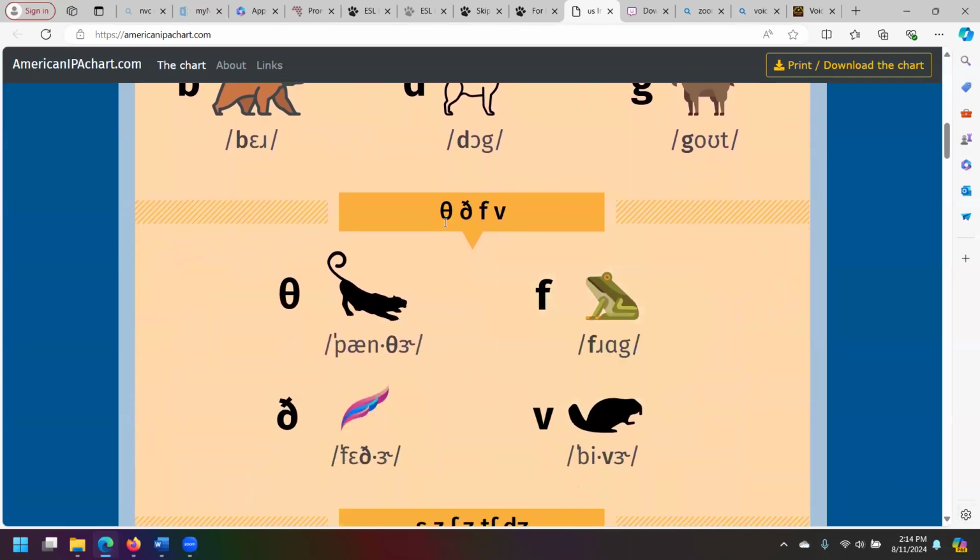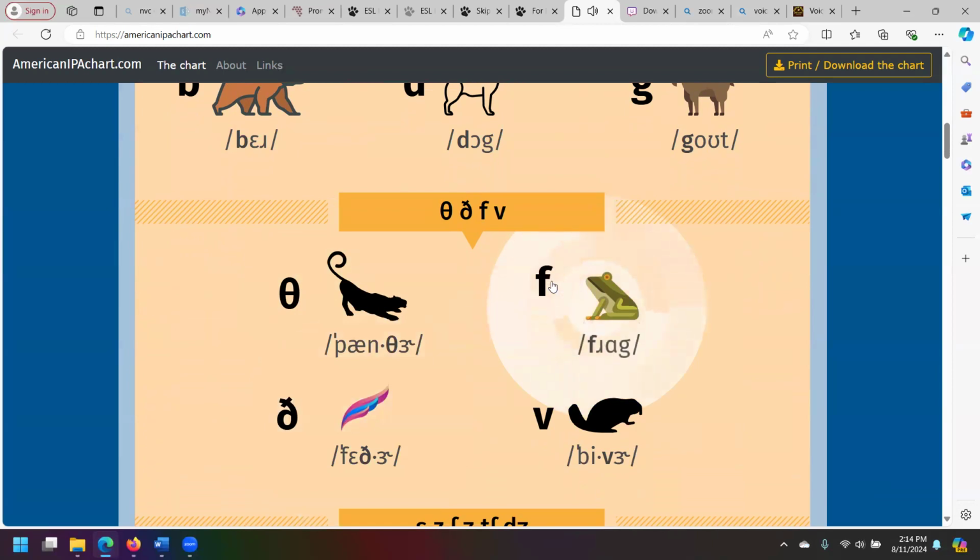This symbol is called a theta. It's usually represented by a TH. So the word here is panther, and usually it's TH sound. This is a difficult one for people to make. This one is also a TH usually, but it's the. And here the example is feather.